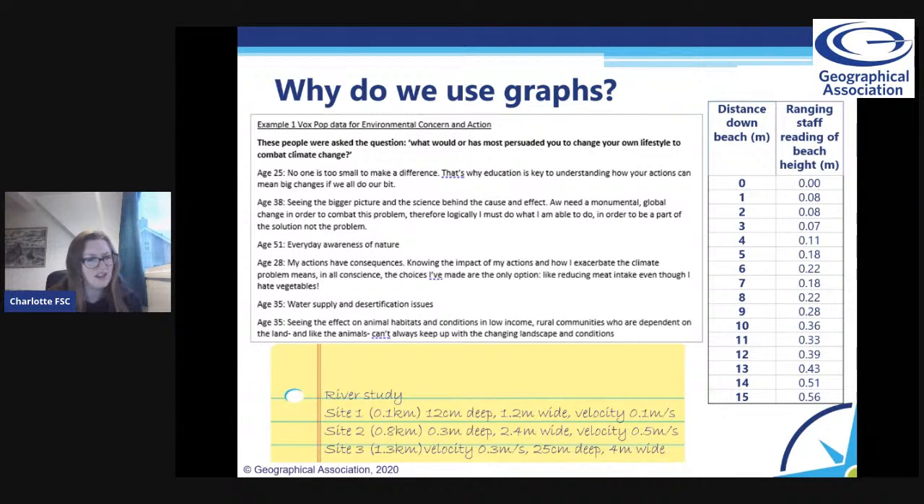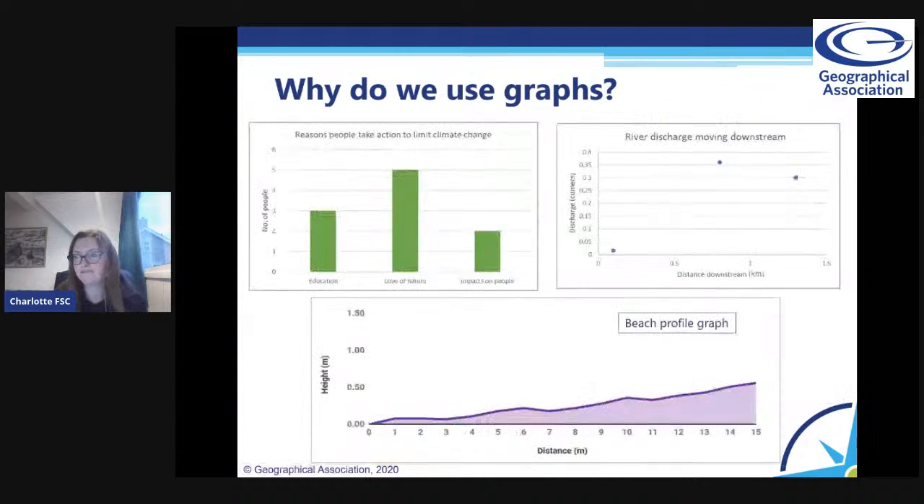But what about for the others? They're much less easy to just interpret or give the main trends for. You might sort of know what you're expecting to see with the river study. As you go downstream, you expect rivers to get wider, deeper, and know about the characteristics of the river along the long profile. With the word-based data, really hard to pull out any main trends. You'd have to read it, wouldn't you? So let's have a look at that in graphical format then.